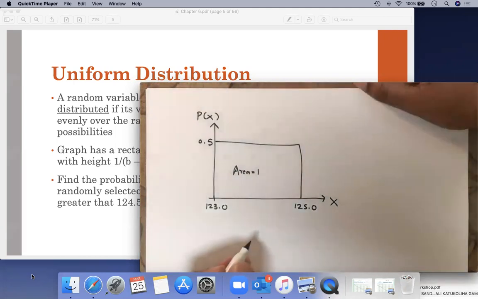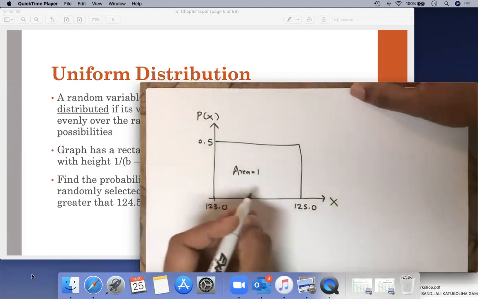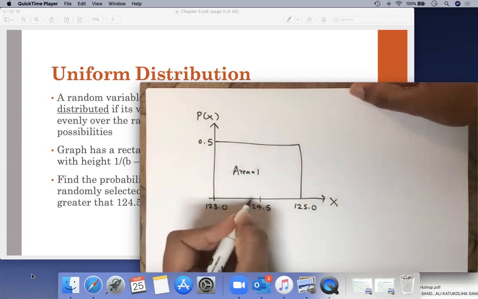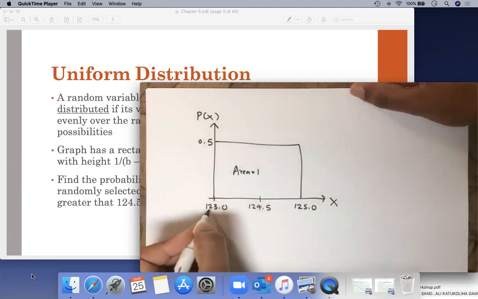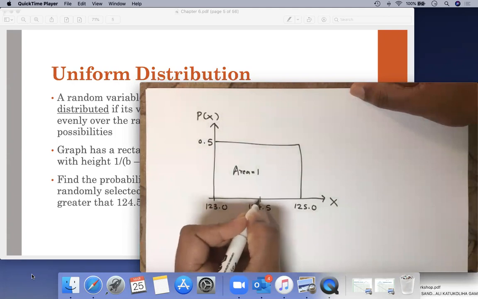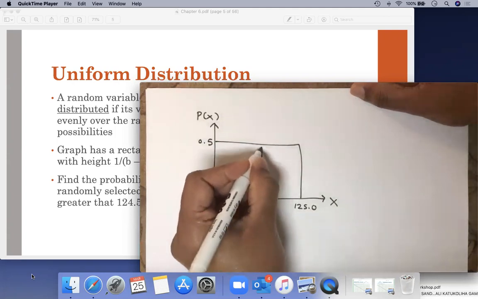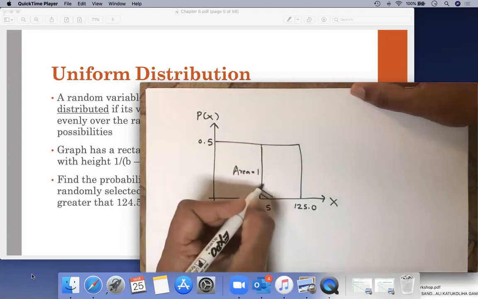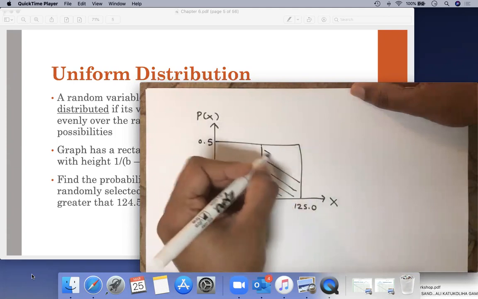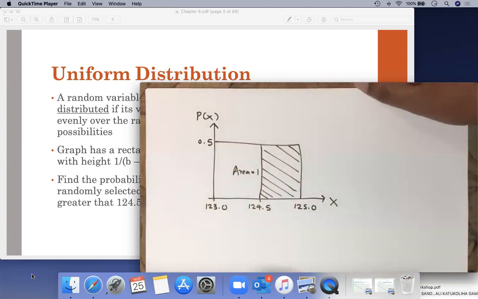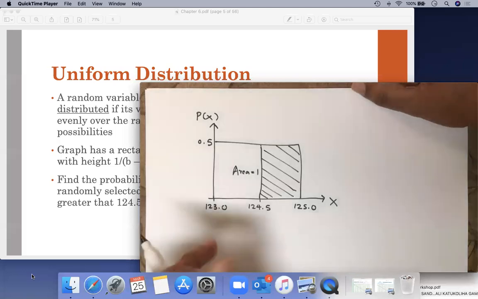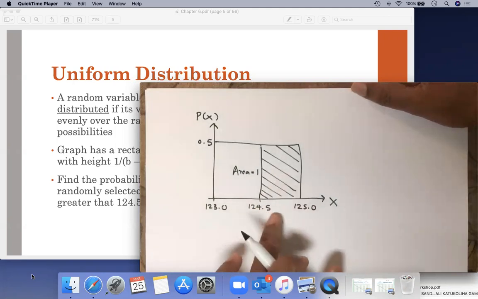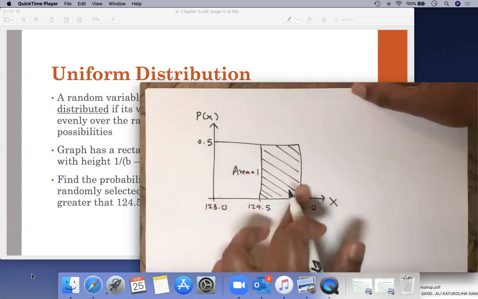Then we want to find where the voltage level is greater than 124.5. So it will be in between these two values, 123 and 125. So I will mark it here. Then draw a line. Then you want to find what? Greater than. That means you want to find this area. Why? Because you want to find the probability that a randomly selected voltage level is greater than 124.5. So this is the thing you have to find.